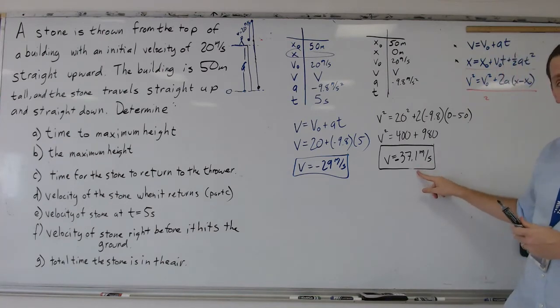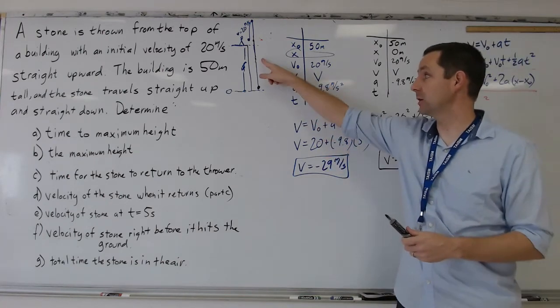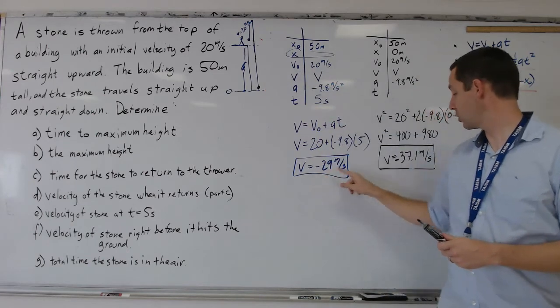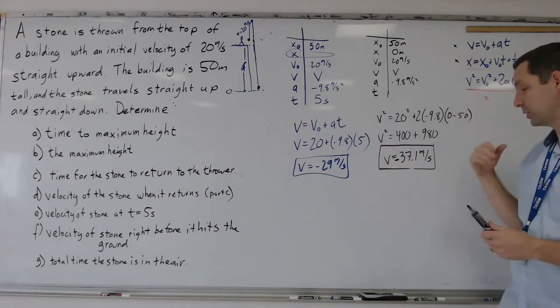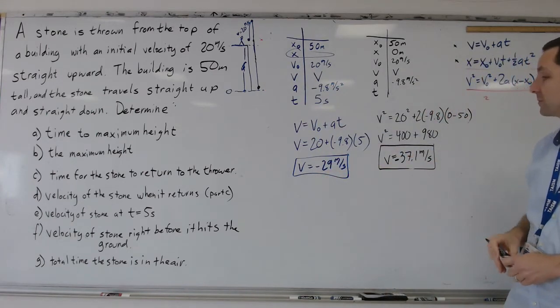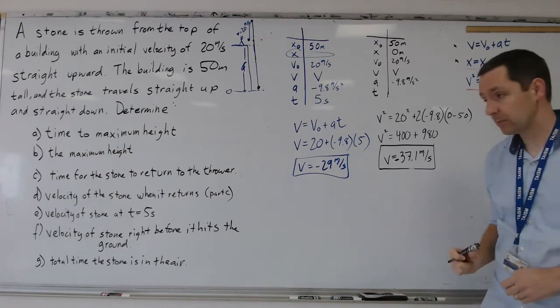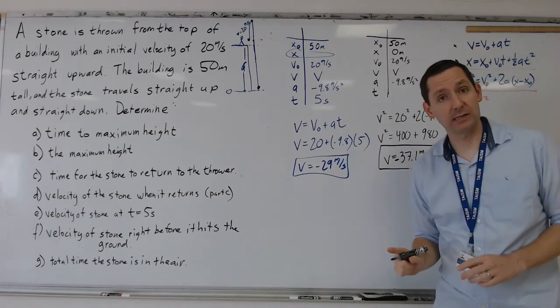Again, that makes sense. It's a little faster than this. It's had a little bit more time to accelerate downwards, so it should be a little bit higher than that one, which it is. I'm okay with that answer. All right, last question here. What is the total time the stone is in the air?